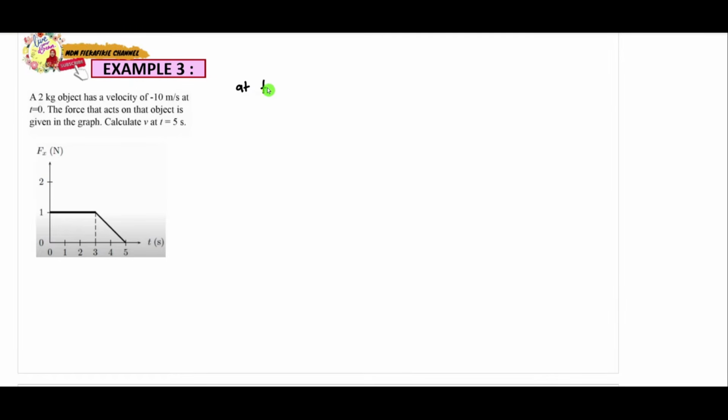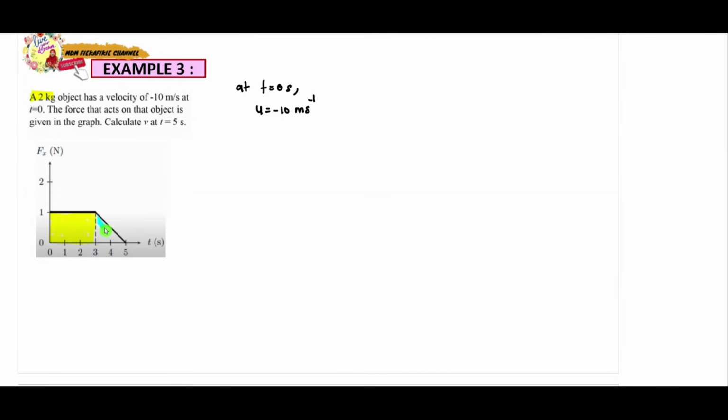So at t is equal to 0 seconds, the initial velocity is negative 10 meter per second. Okay, and given that the mass of the object is 2 kg. So now, since we have the graph of F against T, we can calculate the area under the graph, since the area under the graph will give you the value of impulse.